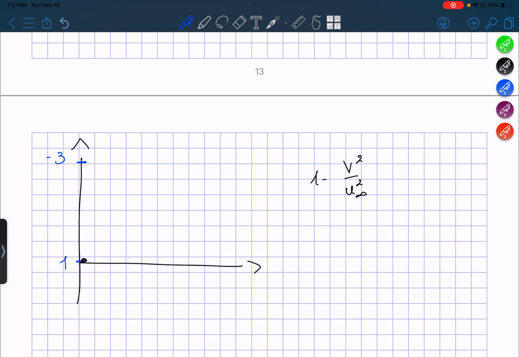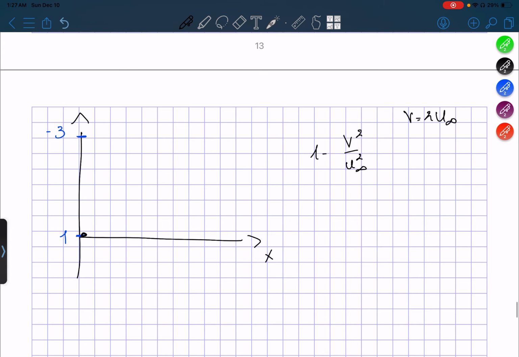So now we said that at our initial point on the x-axis, v is equal to 0, so it's just going to be 1. However, our v will reach a value of 2u infinity. So our maximum value will be 1 minus 2u infinity squared divided by u infinity squared. So these two would simplify out, but we will get 1 minus 4, so it's equal to -3. So we would go up all the way to -3, and then down all the way to 1 again. And this is what happens for our pressure coefficient.